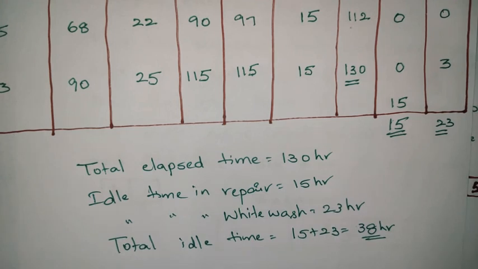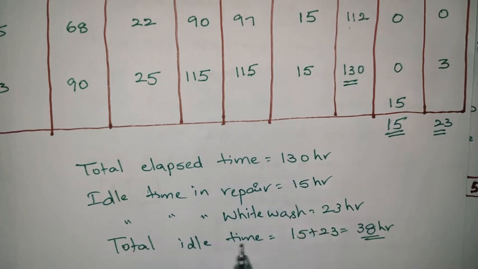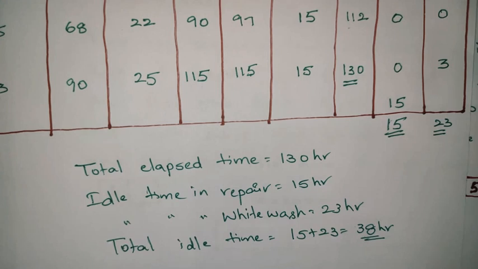So first of all we find the sequence, then we calculate the total elapsed time, and then we calculate the idle times in each process and the total idle time also. Like this we are going to solve the problem when there is a tie in the same series. I hope you understand.